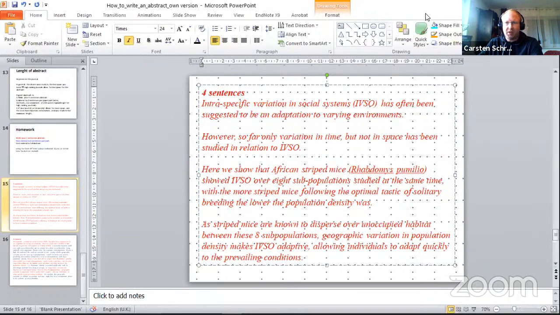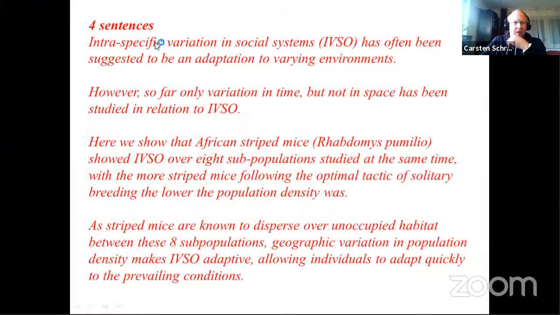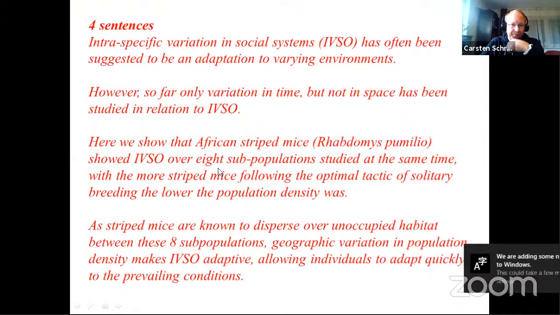So these are the 4 sentences. Intraspecific variation in social systems, IFSO, has often been suggested to be an adaptation to varying environments. So the topic, which I hope some people find interesting, is intraspecific variation. However, so now comes a contrast. So far, only variation in time, but not in space, has been studied in relation to IFSO.